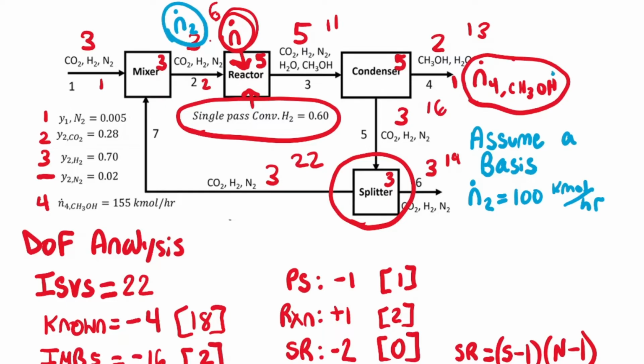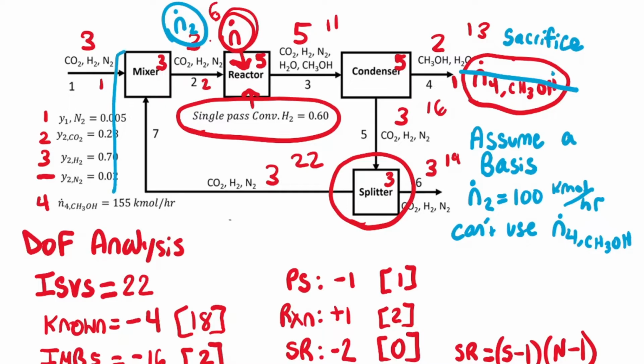However, if we're assuming a basis for N2 dot, what that means is I have to sacrifice another known flow rate. So we are going to sacrifice N4 dot. Sacrifice. It doesn't mean we're never going to use it. It just means for now, we're not. So we can't use N4 CH3OH.